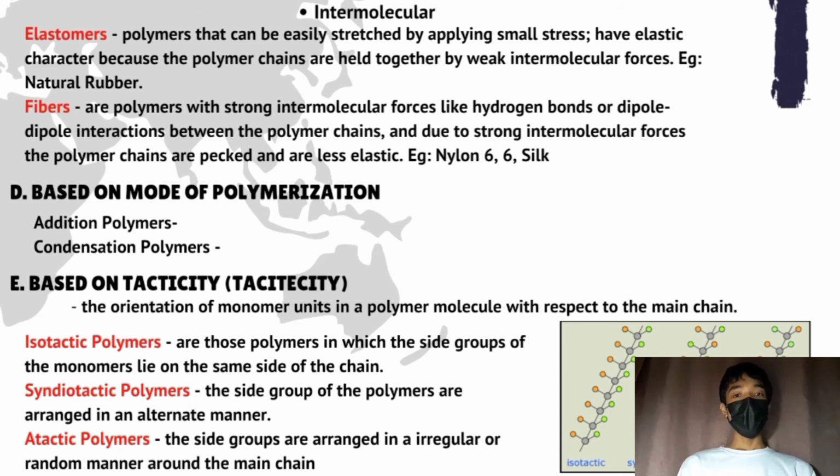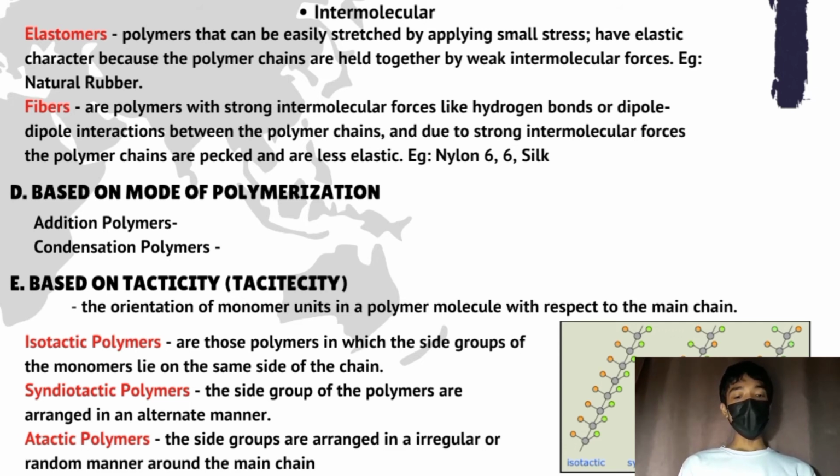Last, based on tacticity. Tacticity is the orientation of monomer units in the polymer molecules with respect to the main chain. Under the tacticity, there are three types of it, which are isotactic polymer, syndiotactic polymer, and atactic polymer. Isotactic polymer is the type of polymer in which the characteristic groups are arranged on the same side of the main chain, as you can see on the picture.